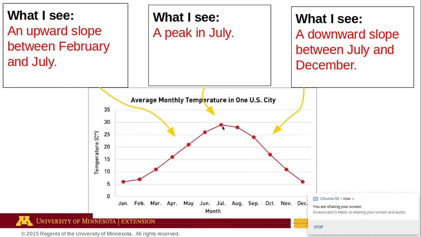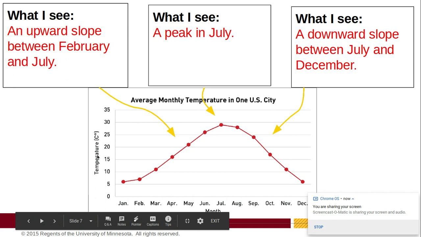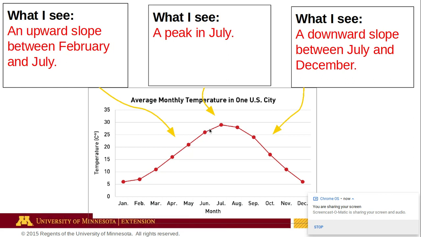What I see for this part of the graph, a peak in July, the highest point. What I see for the last part of the graph, the downward slope between July and December. Notice I'm not talking about the temperature. I'm just talking about what's happening to the line. That's what you want to write in this what I see statement.